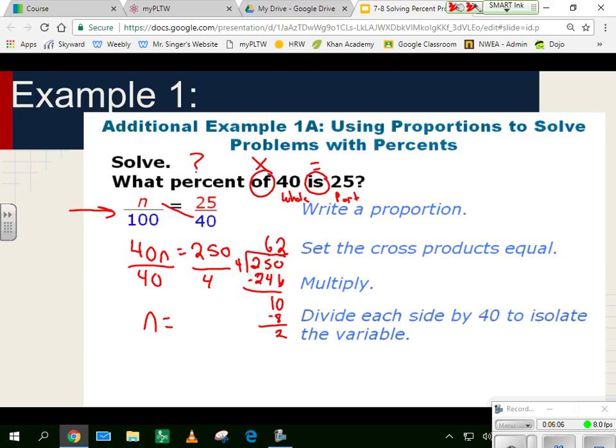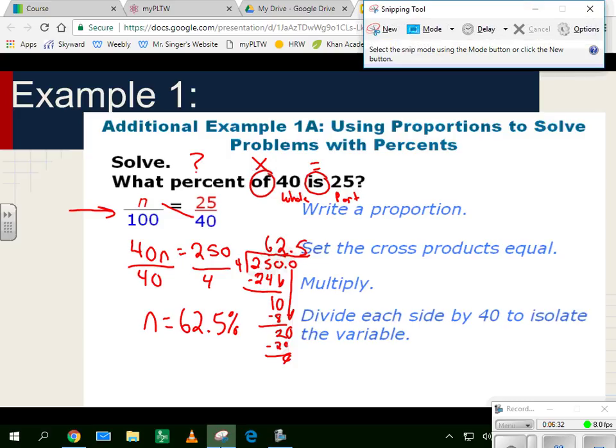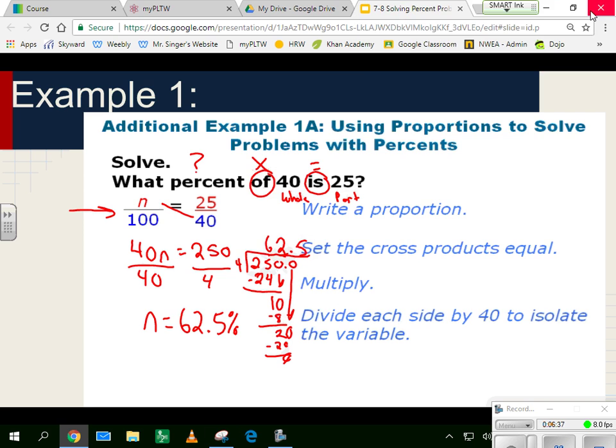But we still have to do some work. So we add another 0. And we add a decimal point. And we bring down that 0. Now how many times does 4 go into 20? 5 times. And now we're done. So what percent of 40 is 25? It's 62.5%. So that's how we can solve that. So write this example down so you can see how to use proportions again to solve the work that you're going to be doing today.